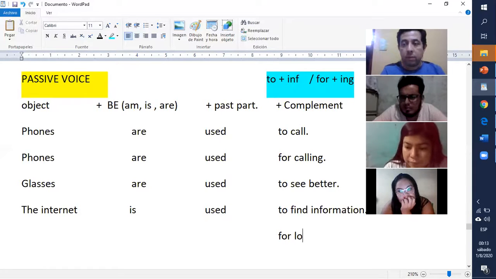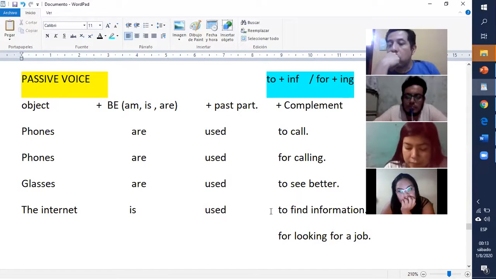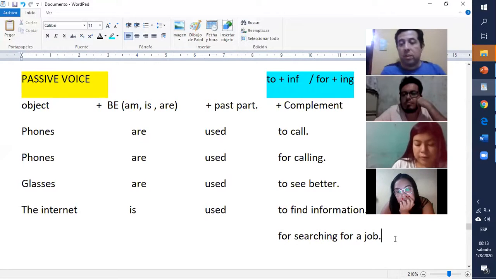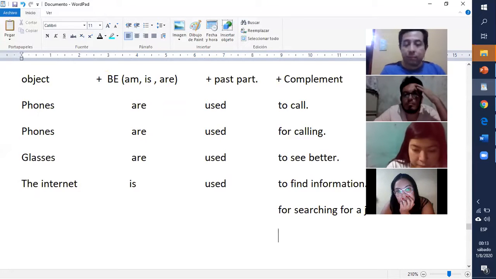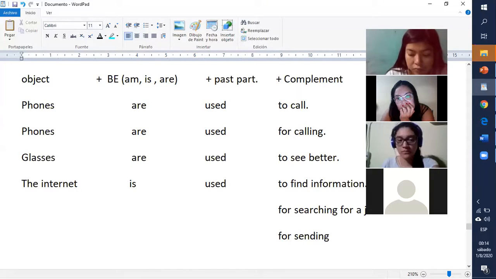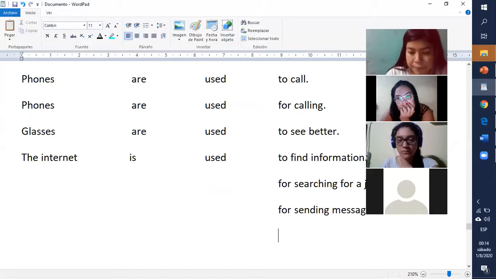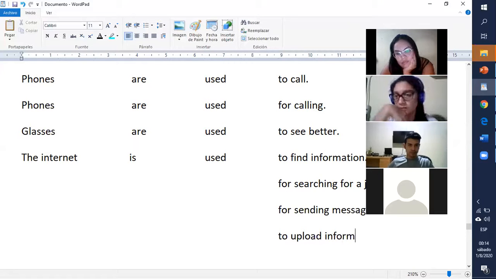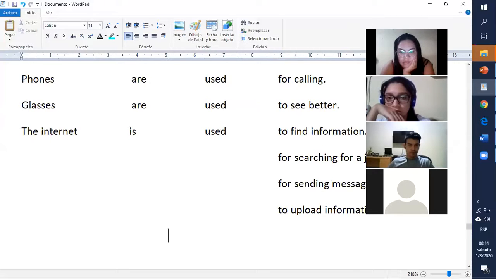For connecting. Can I say this? Can you use the internet for looking for a job? Yes. Or we're going to say for searching for a job. Search, so it's not so confusing. What else can we use the internet for? Sending messages. Uploading. For uploading information again. To upload information or for uploading information, it's the same. Okay, what else? For checking my email.